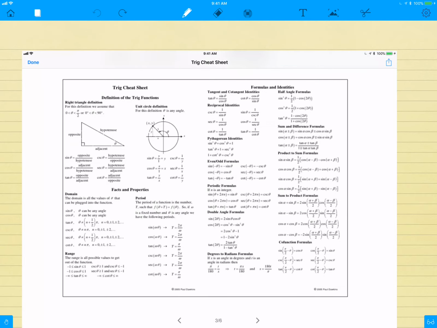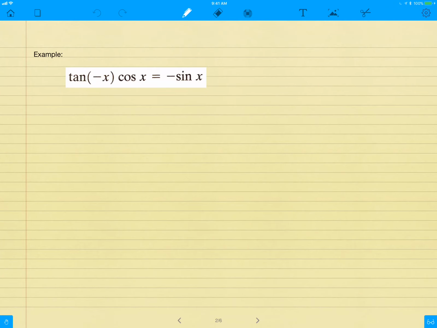Okay, let's jump right back into that problem and actually try to simplify it so we can see, are the left and right side actually equal to each other. So the first step, let's kick the negative sign outside because this is an odd function, so that's negative tangent of x, and that's times cosine of x.